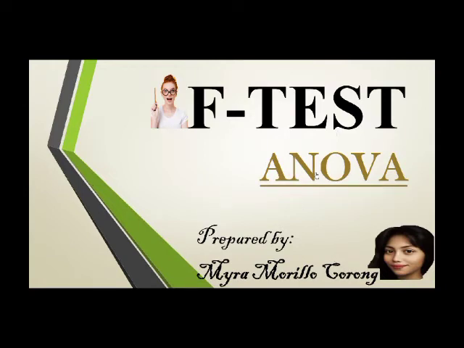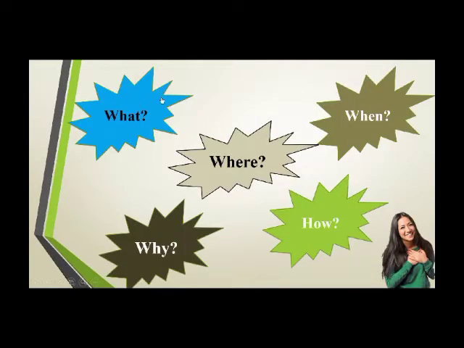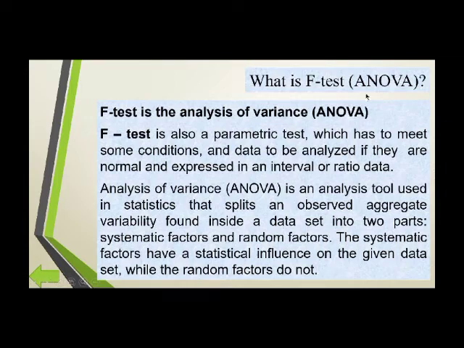So first we're going to define what is ANOVA. So what is ANOVA or the F-test? F-test is the analysis of variation, or the ANOVA. F-test is also a parametric test which has to meet some conditions: the data to be analyzed must be normal and expressed in an interval or ratio data.